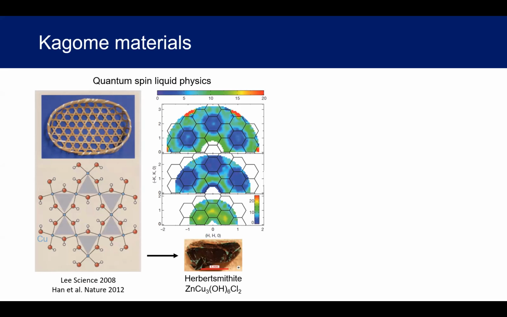The word kagome was actually first used to refer to this kind of Japanese basket. It first got broad interest due to its relevance to quantum spin liquid physics. The Herbertsmithite mineral is a copper-based kagome magnet, and with inelastic neutron scattering, people found that it has interesting continuous spin excitations in the Brillouin zone.